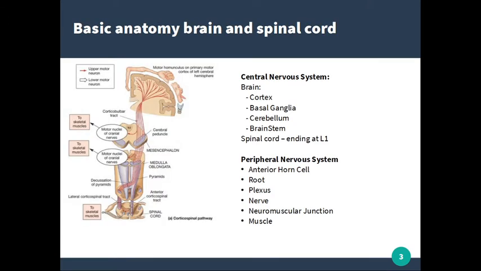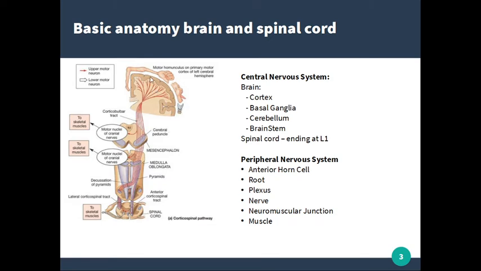So, in this slide, we're going to go through the basic anatomy of the brain and the spinal cord. As we can see, the brain consists of the cortex, which is external. From the cortex, the neurons come together to give rise to bundles. These neurological bundles give rise to tracts. In this case, the tracts here are showing the corticospinal tracts.